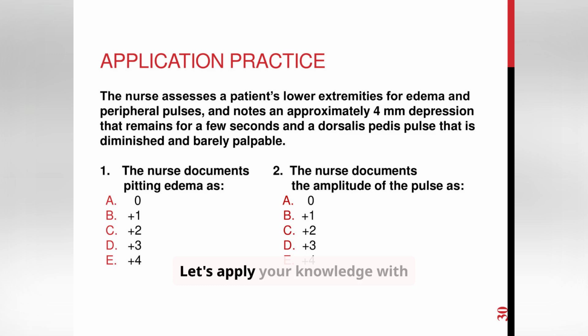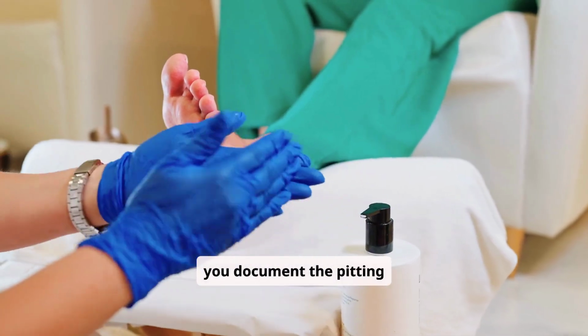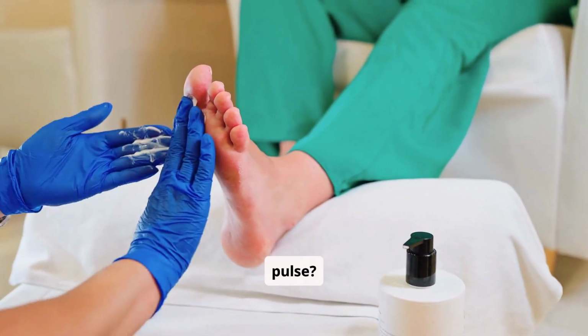Let's apply your knowledge with this nursing application practice scenario. A patient has a 4 mm depression and a diminished dorsalis pedis pulse. How would you document the pitting edema and the amplitude of the pulse?